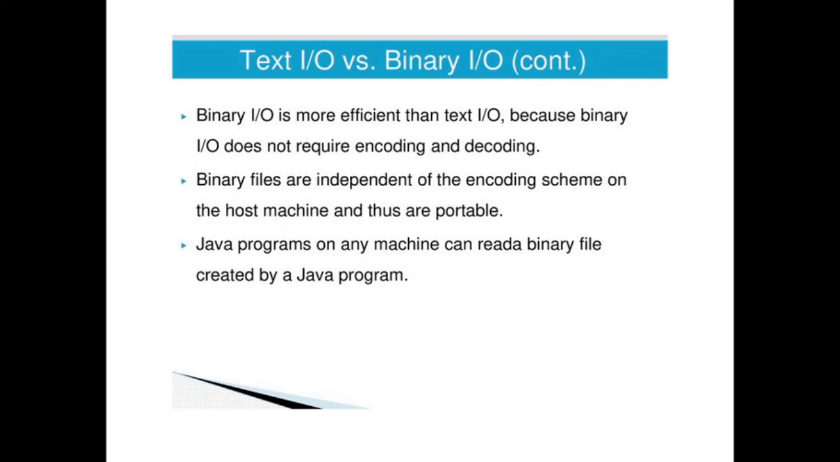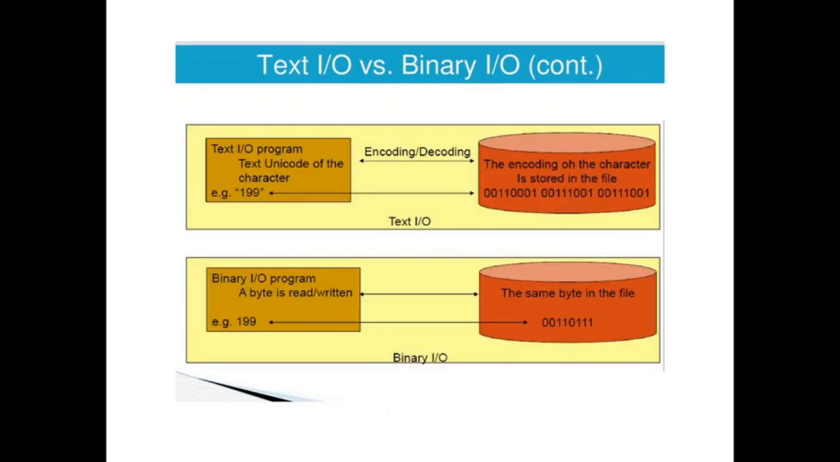Binary input output is more efficient than text. I have already taken this up, because binary input output does not require encoding and decoding. In case of a text file, you have to encode it first into text, and then it is converted to binary. This decoding and encoding goes hand in hand each time we read or write text data. In case of binary, files are independent of the encoding scheme on the host machine and thus are portable. Java programs on any machine can read a binary file created by a Java program. Now this will be very beneficial for you.